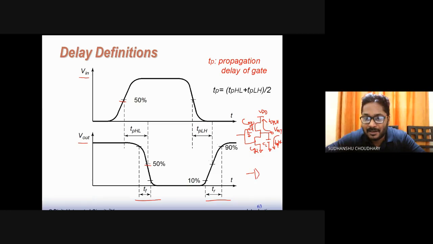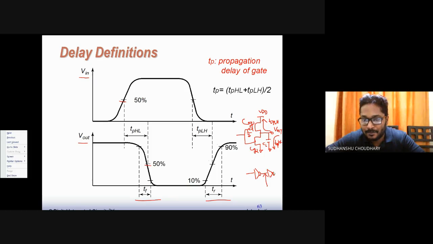If you try to add one more inverter at the output and calculate the propagation delay at this point, apart from the load capacitance which you have already added, you will also have these two capacitances, CG1 and CG2, which come from the input gate capacitance of the MOSFETs associated with this inverter. So obviously the propagation delay will further go up, no doubt.